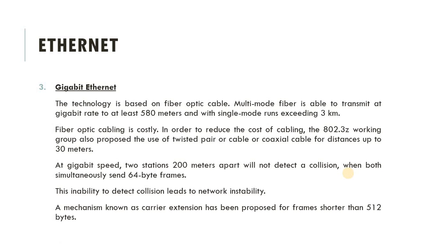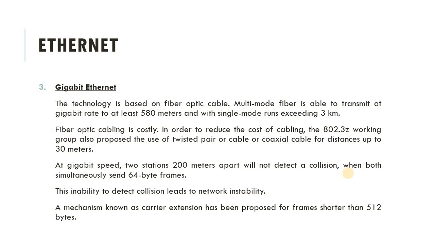Next is Gigabit Ethernet. The technology is based on fiber optic cable. Nowadays fiber optic cable is mostly used for Gigabit Ethernet. Multi-mode fiber is able to transmit at gigabit rate for at least 580 meters, and with a single mode run exceeding 3 kilometers. So fiber optic cable is costly.